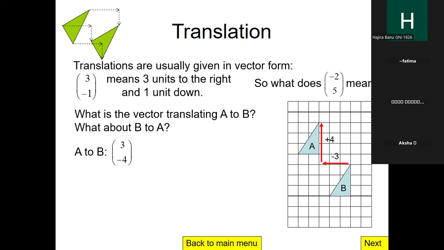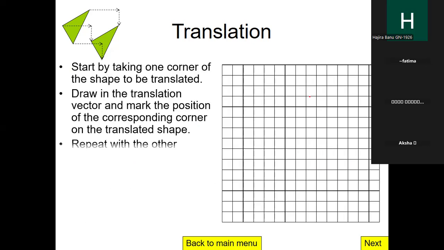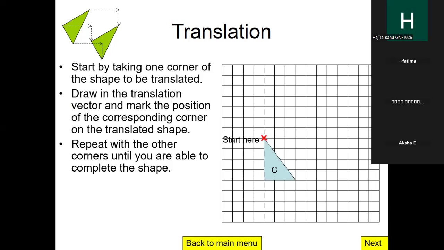Now, if you see here, when the shape is translated from A to B using the vector 3 comma minus 4, that means we have moved 3 boxes. We will select a corner. I'll get back to what we are going to do. These are the steps we are going to follow. You select a corner and then you check out the vector. What is the vector given here? 2 and 3. So you will move.